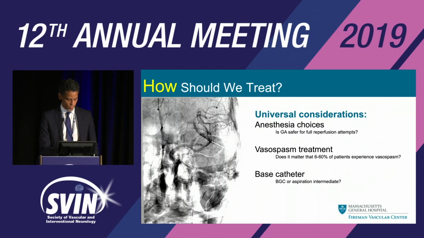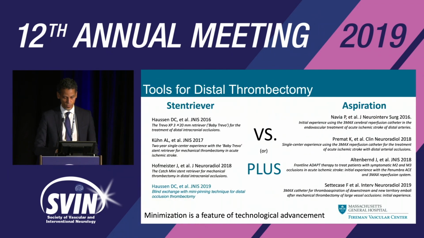Those are universal considerations. We don't have much data to guide us for those, but we do have some data about the tools that we use, stent retrievers and aspiration systems, and even combination therapy. There's a recent paper from the Grady group, and I think Diogo is going to be talking a bit later, so I won't steal his thunder about that. But I think it's safe to assume that anything that we use now will get smaller and more effective, and so our tools to get distal will simply increase over time.